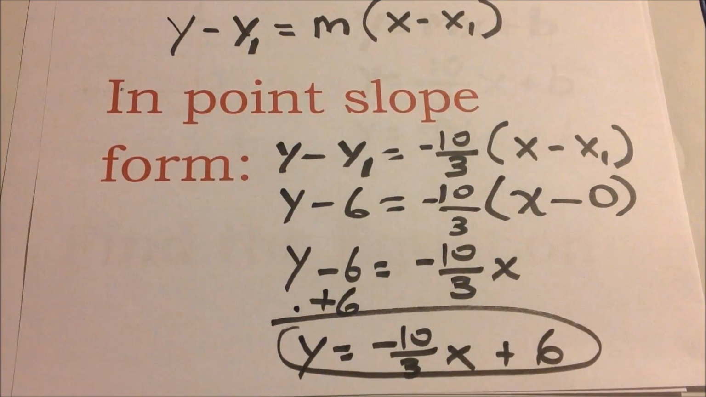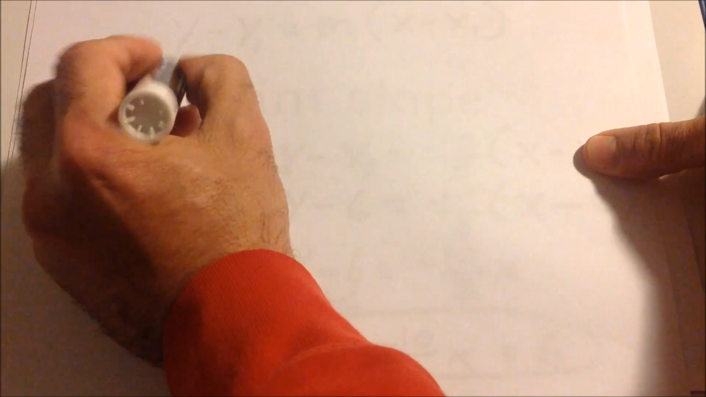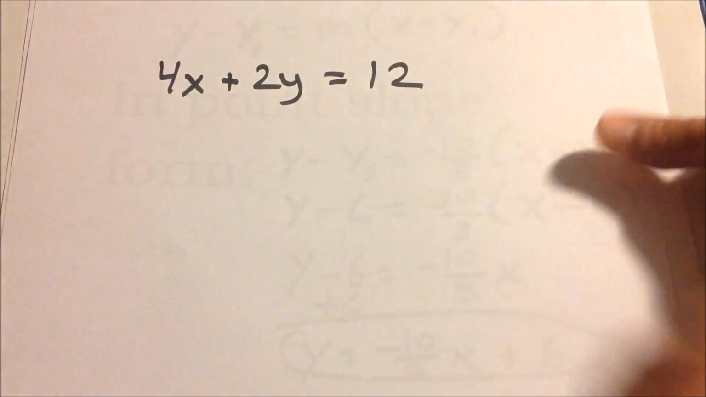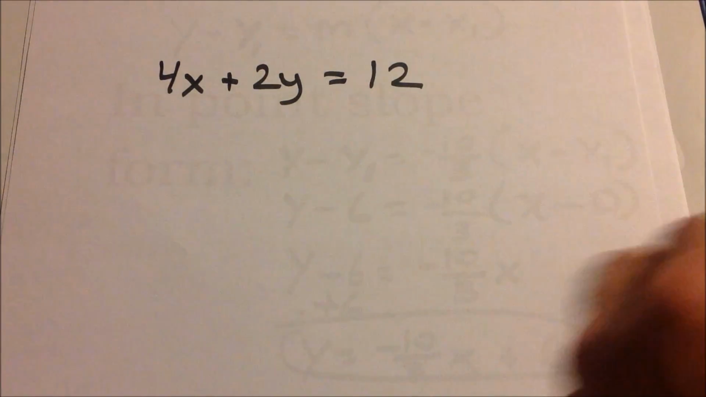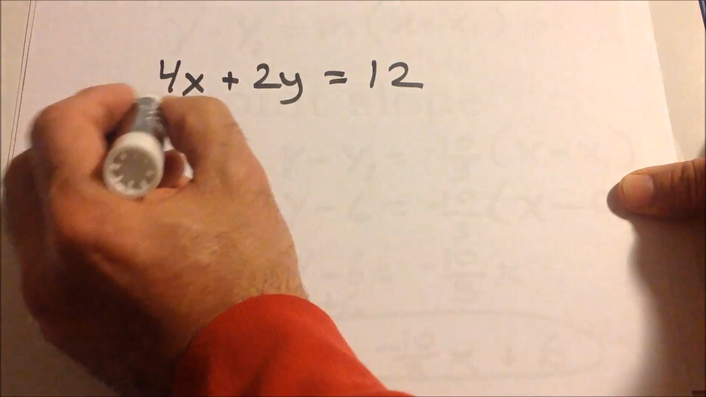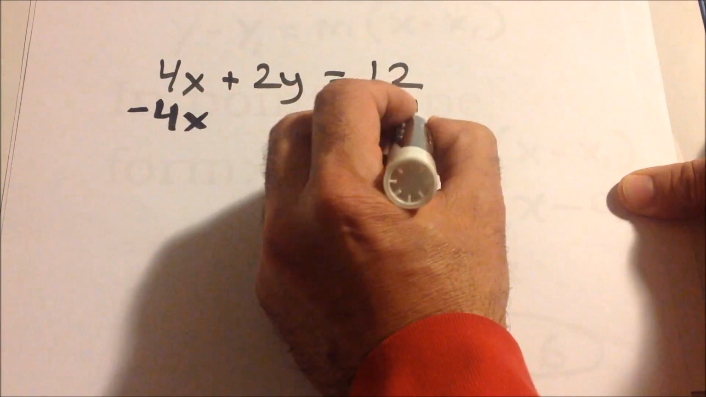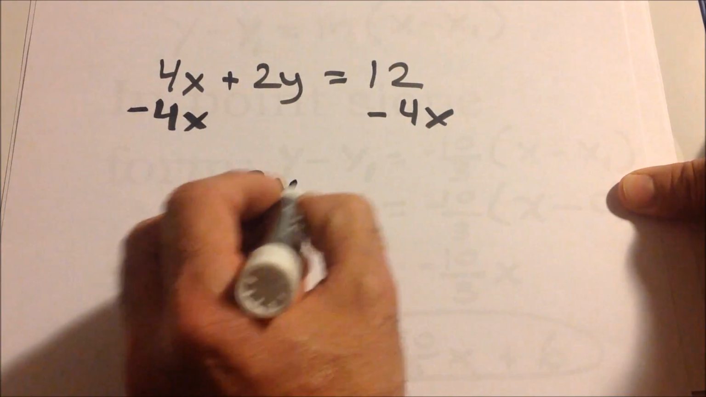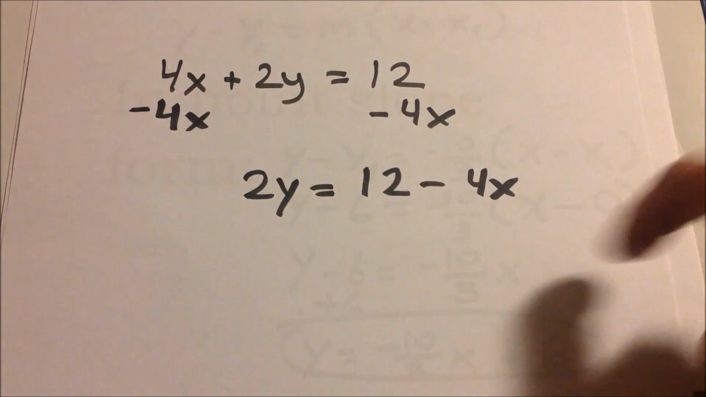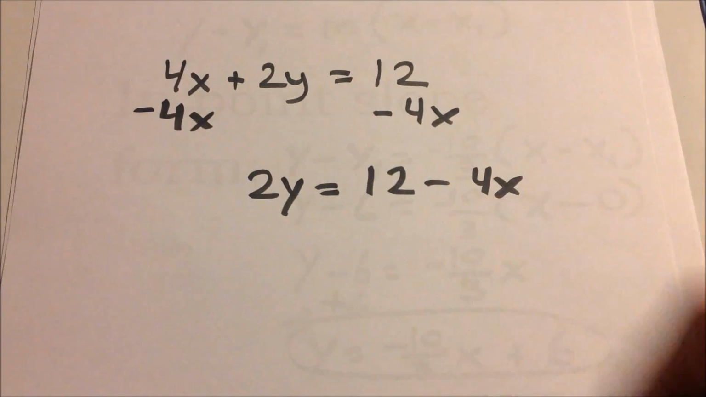There's also standard form. Most of the time you'll see stuff in standard form. For example, let's say I had 4x plus 2y equals 12. That's in standard form. If I wanted to put it in slope-intercept form, I need to get the y alone. So I'm going to subtract the 4x on both sides. Now I have 2y equals 12 minus 4x, or you can have it as negative 4x plus 12.